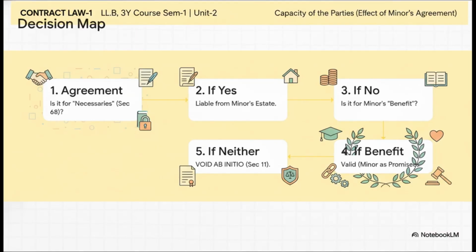Upon agreement entry, first ask, is it for necessaries under Section 68? If yes, the minor's estate is liable. If no, ask, is it for the minor's benefit? If yes, the agreement is valid, with the minor as promisee. If the answer to both is no, then we arrive at the default rule from Section 11. The agreement is void ab initio.